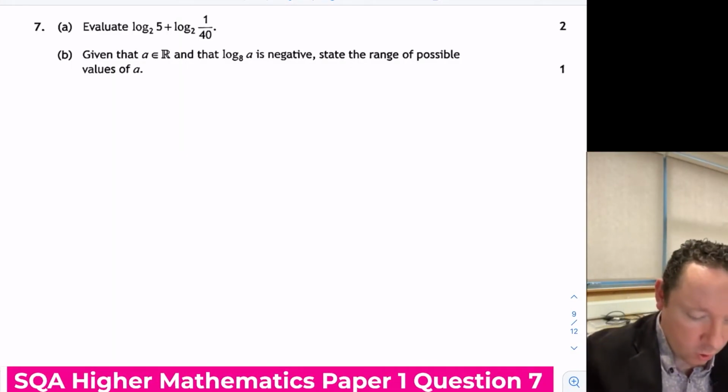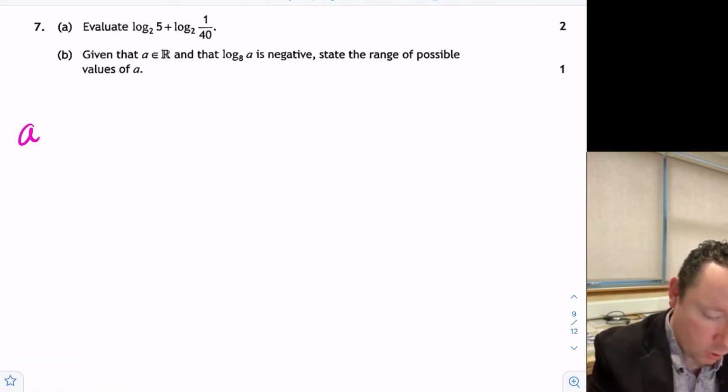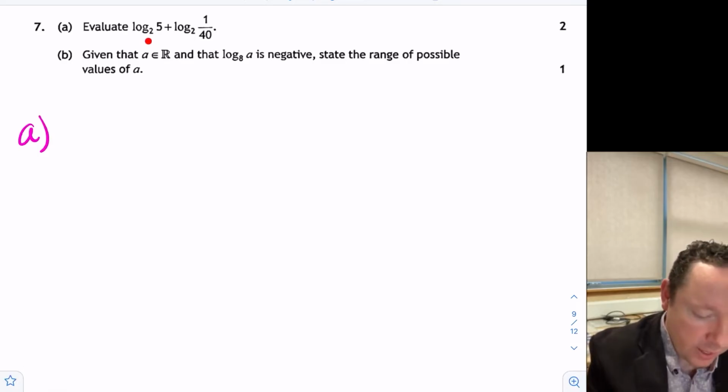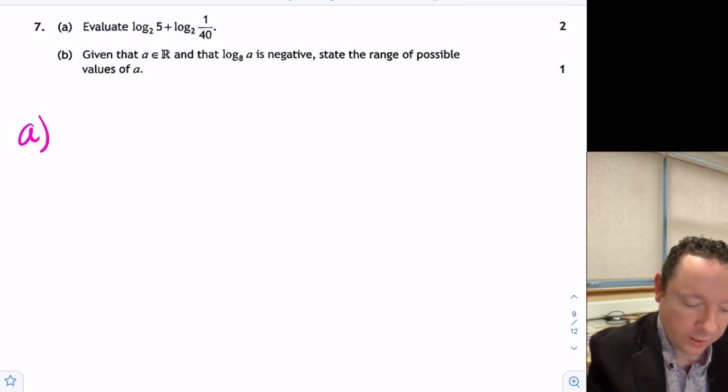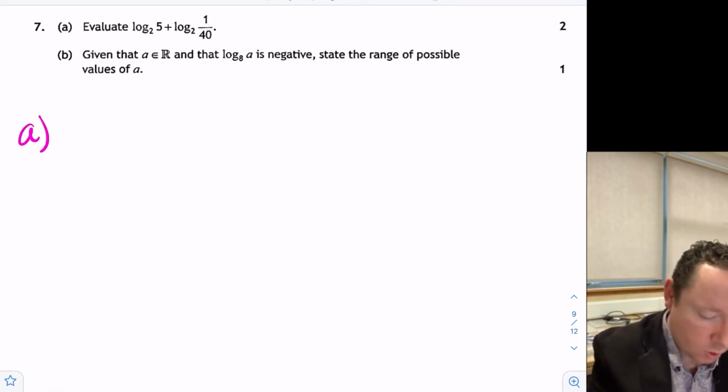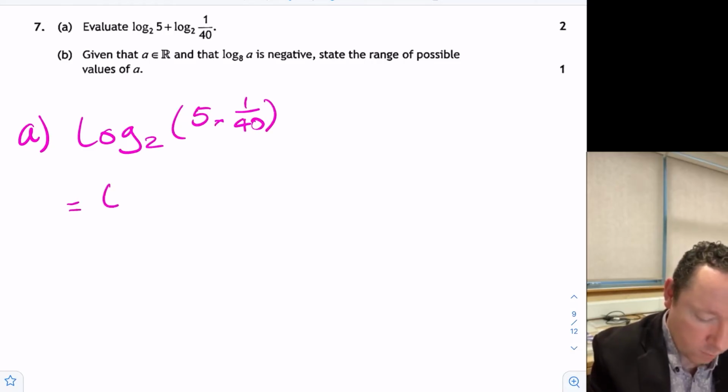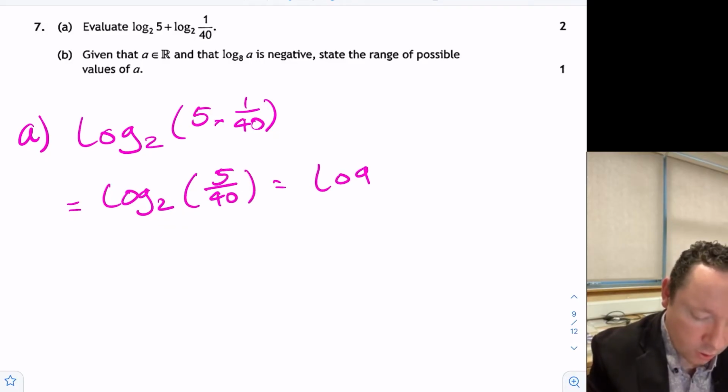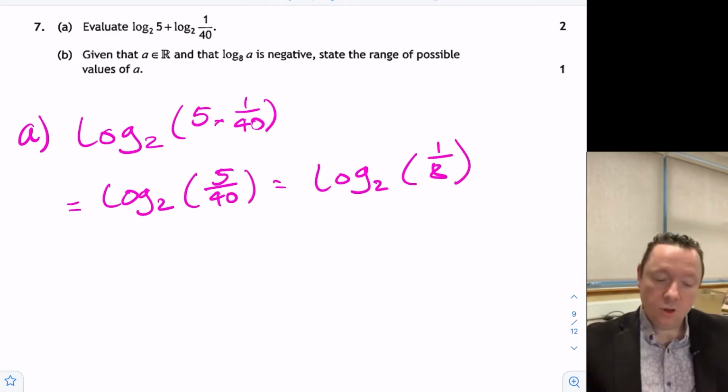Part A, evaluate log 2 5 plus log 2 1 over 40. So part A, rules of the logs again. Same base with a plus means I can times these two together. So that becomes log 2 of 5 times 1 over 40. So that is log base 2 of 5/40, which is log base 2 of an eighth, because you can divide by 5.